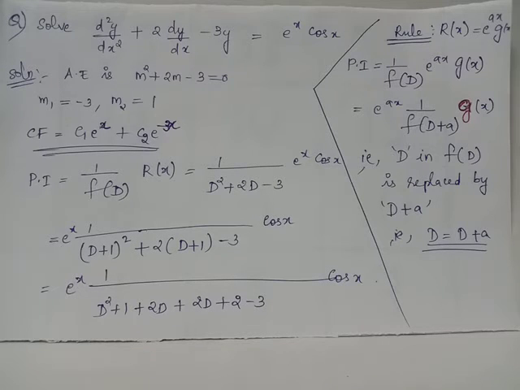In order to evaluate PI, we have the general rule following which 1 by f of D acting on e raised to x multiplied to a function on independent variable x, which is notated using g of x, can be rewritten as e raised to x multiplied to the new operator 1 by f of capital D plus a acting on this function g of x. That is, wherever capital D appears in the expression of f of D will be replaced by capital D plus a, where a is the coefficient of x in the power part of the exponential function.